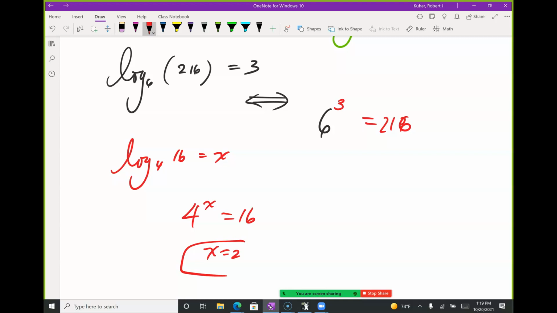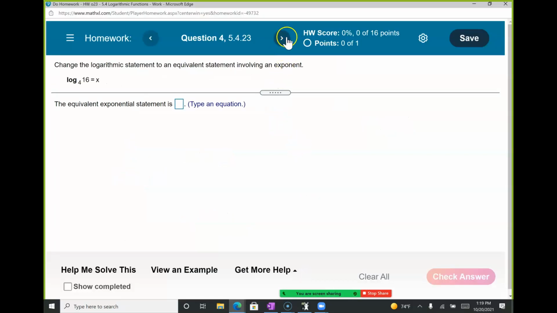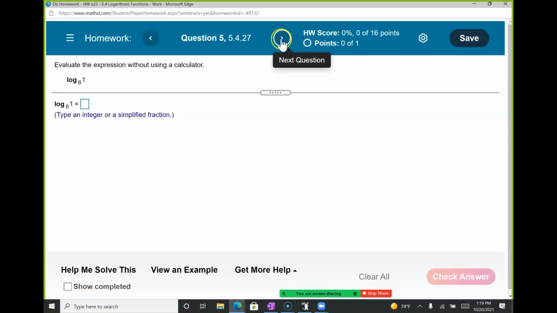And eventually you'll start to think in terms of logs. You'll just be able to answer a log problem without having to translate in your head. Not yet. Let's look at one more and then get out of here.